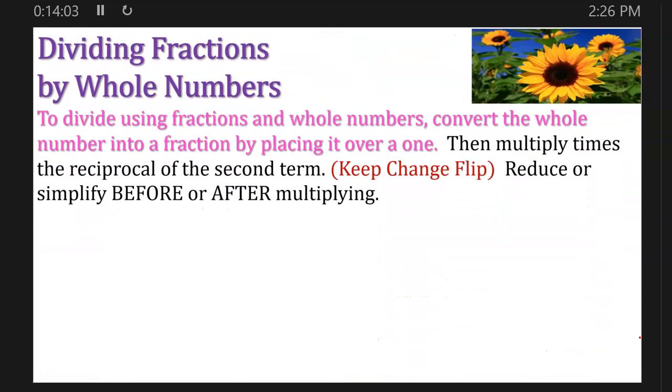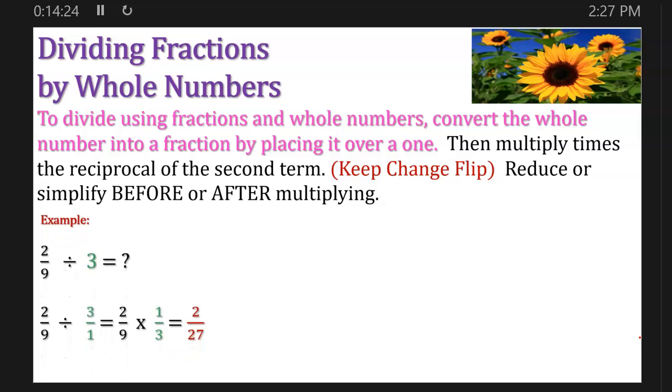Okay, dividing fractions by whole numbers. To divide fractions by whole numbers, convert the whole number into a fraction by placing it over a 1 first. Then multiply times the reciprocal of the second term. So use that keep, change, flip method, but first change that whole number into a fraction. Reduce or simplify before or after multiplying.